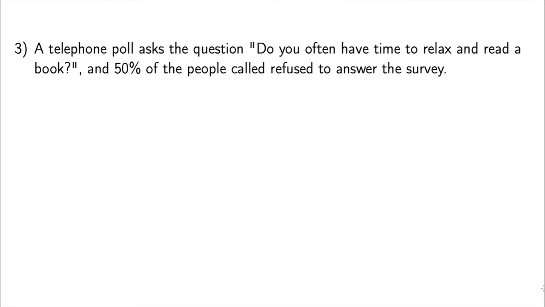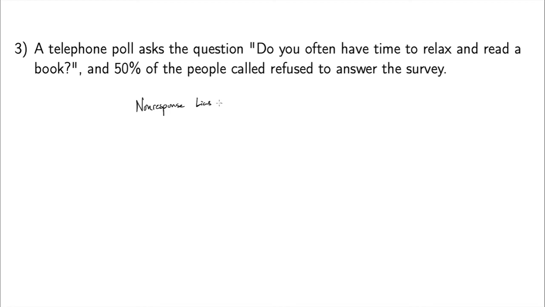Next, a telephone poll asks the question, do you often have time to relax and read a book? And 50% of the people called refused to answer the survey. Well, initially, right away here, we see people are refusing to answer the survey. So that's obviously non-response bias, because there are people refusing here.